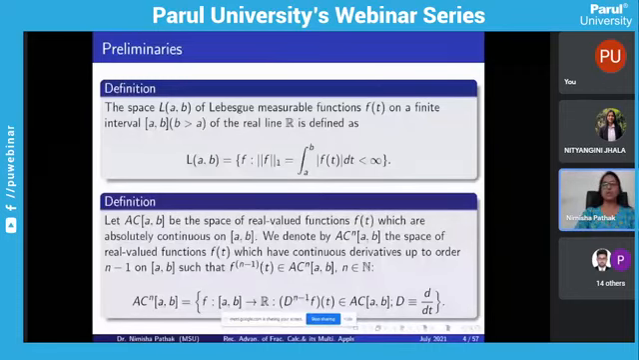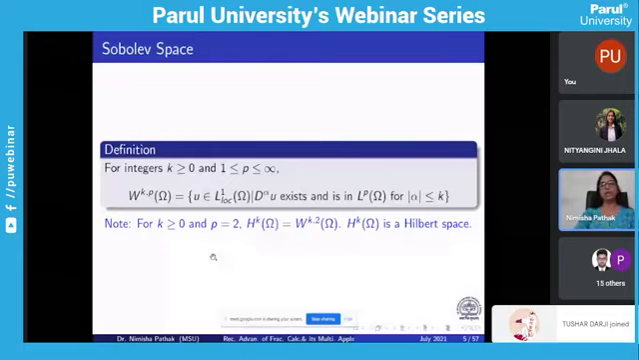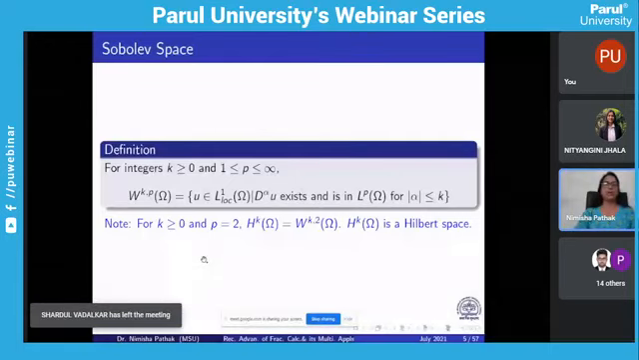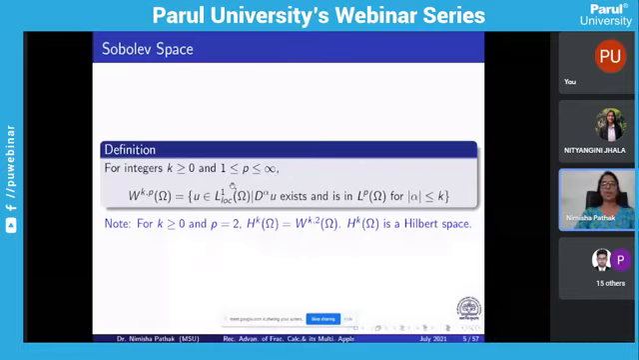Another definition is absolutely continuous functions on the closed interval [a, b], n times. So that is AC^n of the closed interval [a, b], given by this. In the particular case, if we take n is 1, then we get absolutely continuous functions on the closed interval [a, b]. This space is needed as per the requirement of the definition of the fractional derivative. Next is the definition of Sobolev space, which is a bigger space. Right now people are working on this space more because it allows us to define certain properties of the derivatives.